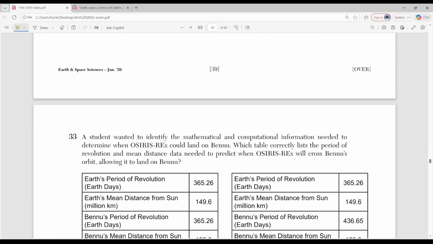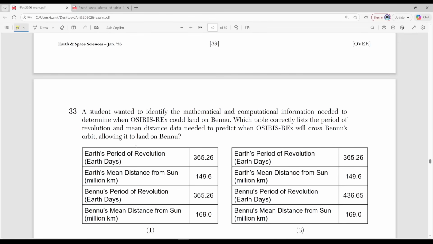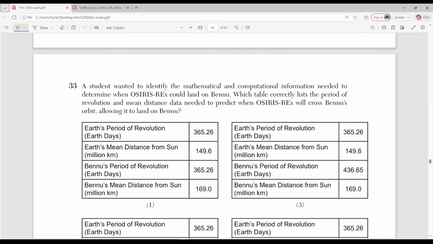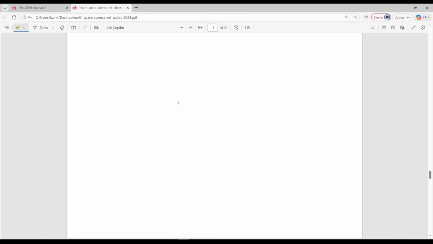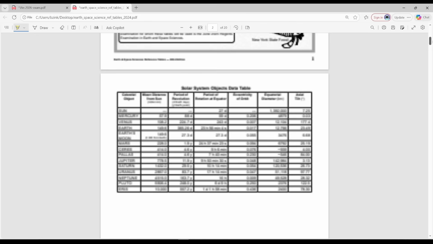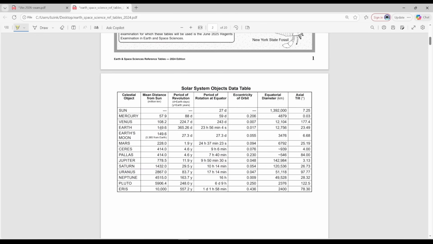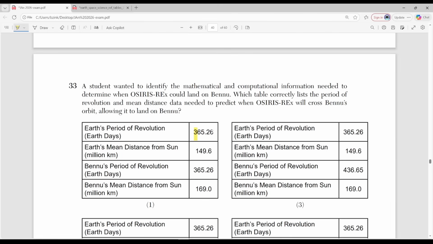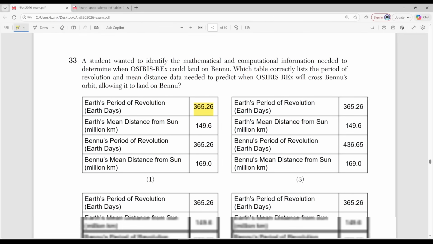Oh, this stinks. All right, let's just see. Earth's period of revolution, 365.26. If you didn't know that, you can go on this chart here and get it. So Earth, right there, 365.26. So this is correct, and unfortunately that is right on all of them. So that's good. Now we're just going to go down. Earth's mean distance from the Sun. Look, it's 149.6 on all of them, so that won't help us.